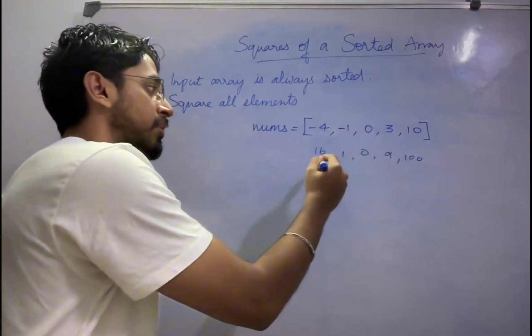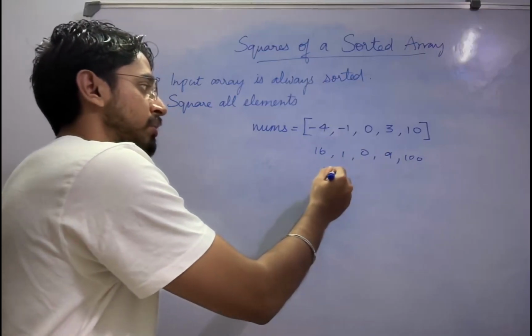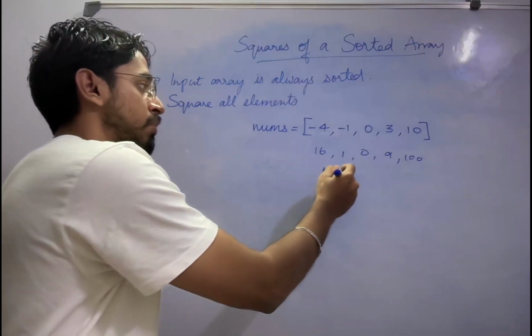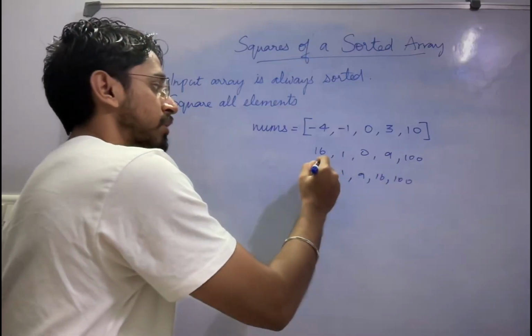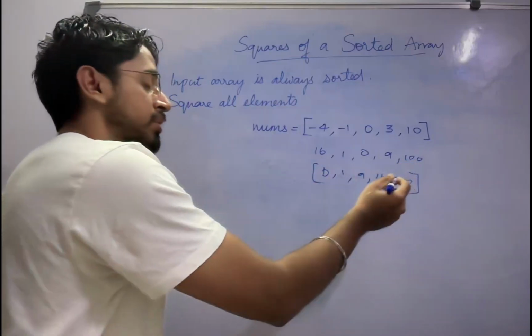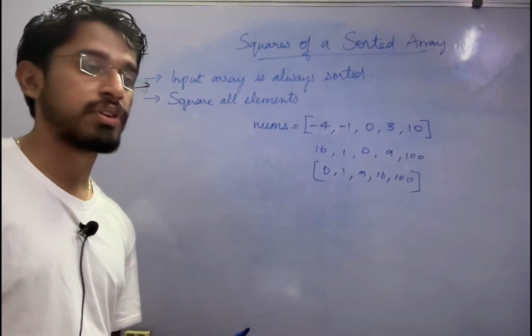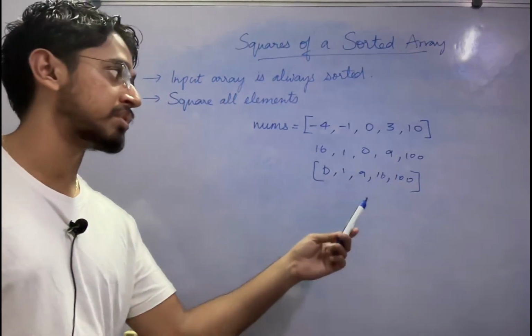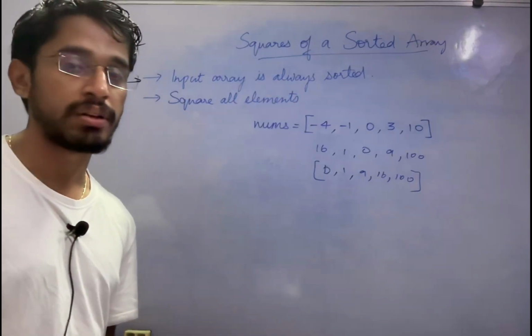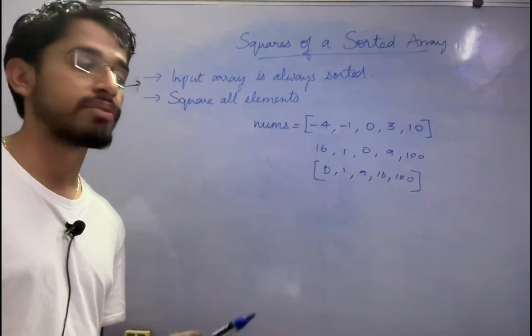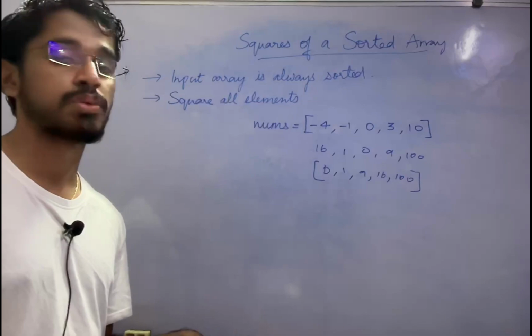So that would become 0, 1, 9, 16 and 100 if we sort this. Okay, so this is the solution. So as you know, this is not the efficient way of solving this, since the sort operation is taking a time complexity of O of n log n. So the question is how can we make this better or solve this in a more efficient way.